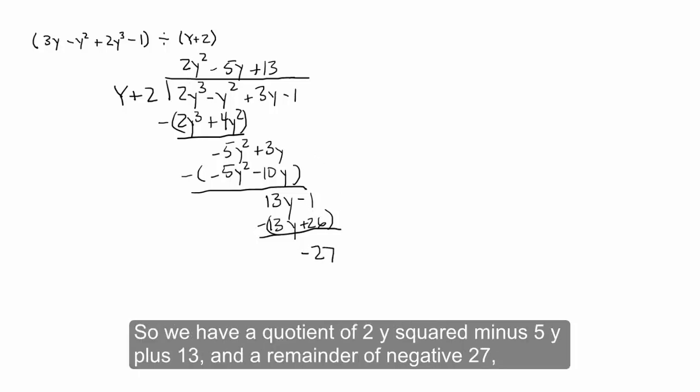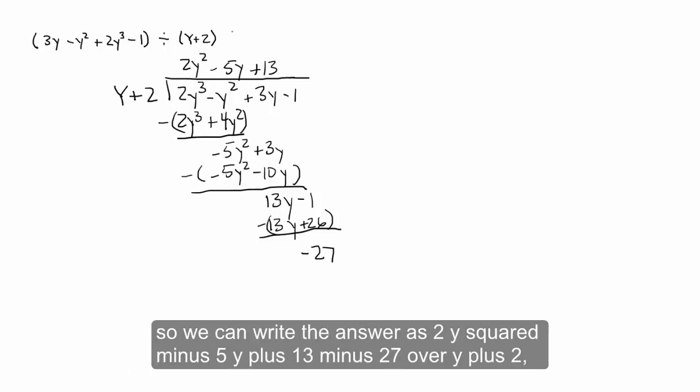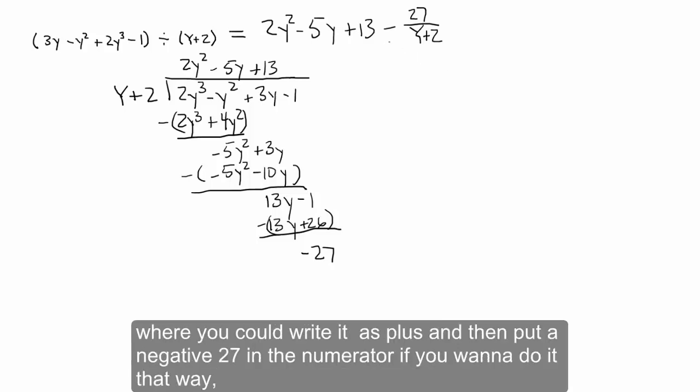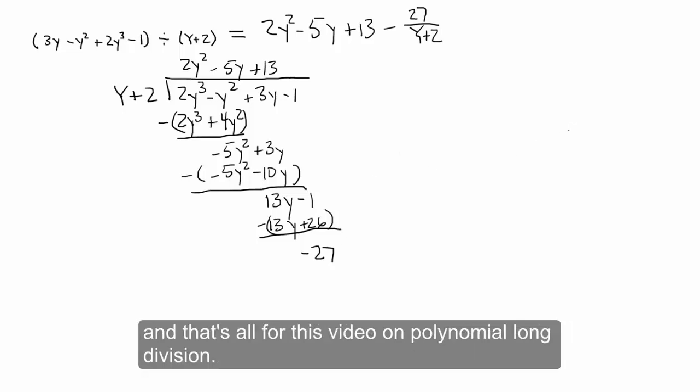So we have a quotient of 2y squared minus 5y plus 13 and a remainder of negative 27. So we can write the answer as 2y squared minus 5y plus 13 minus 27 over y plus 2. Or you could write it as plus and then put a negative 27 in the numerator if you want to do it that way. And that's all for this video on polynomial long division.